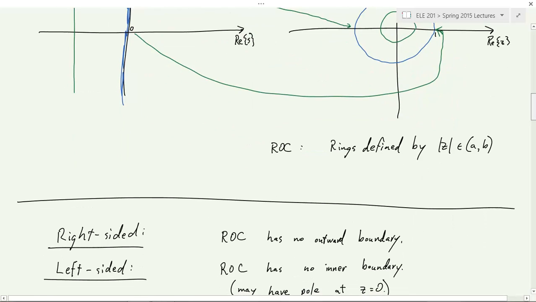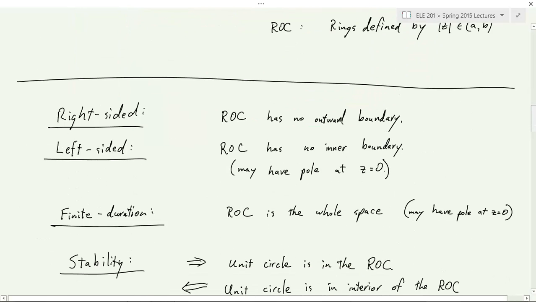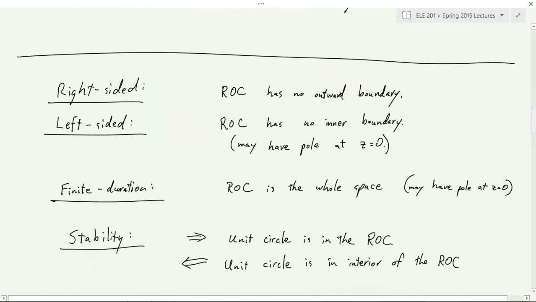All right, let's go on and look at the properties we had for the Laplace transform. If our signal is right-sided, then the region of convergence, in this case for the Z transform, has no outward boundary. And this is all the same intuition as the Laplace transform, so I'll just go through these properties. If it's left-sided, the region of convergence has no inner boundary, except maybe it'll have a pole at z equals 0. So this is the only weird exception for the Z transform.